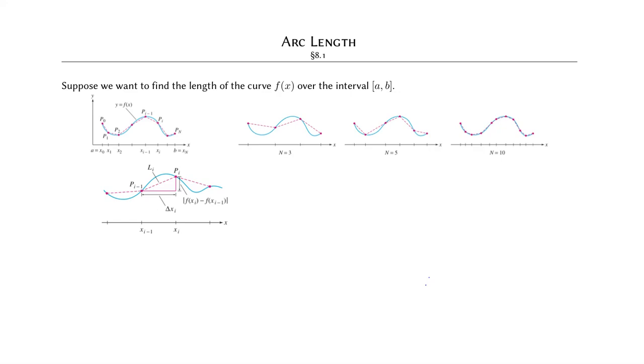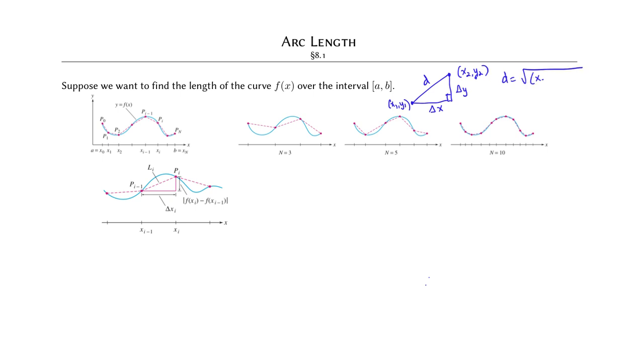Arc length. The objective is to find the length of the curve f of x over the interval a comma b. We know how to find the length of the line segment connecting the point x1, y1 to x2, y2. We form a right triangle where this line segment is the hypotenuse. The horizontal distance is delta x. The vertical distance is delta y.